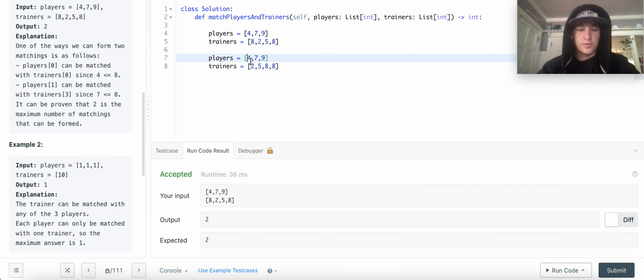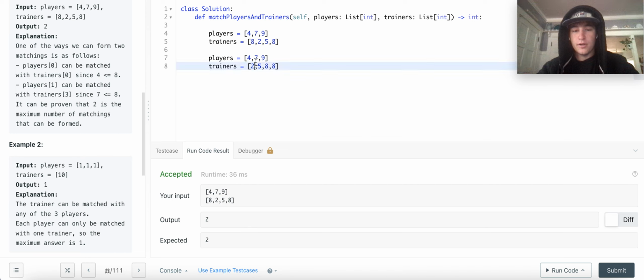So the idea for this problem is to look at the trainer and look at the current player and say, well, for this current player, what trainer can match them? Now, since these are both sorted, if a trainer can't match the player that I'm looking at, it's not going to be able to match any subsequent player, right? So if I'm the least capable player and a trainer doesn't match me, it's definitely not going to match any player after me, because every player after me has a larger capacity, because I'm the lowest.